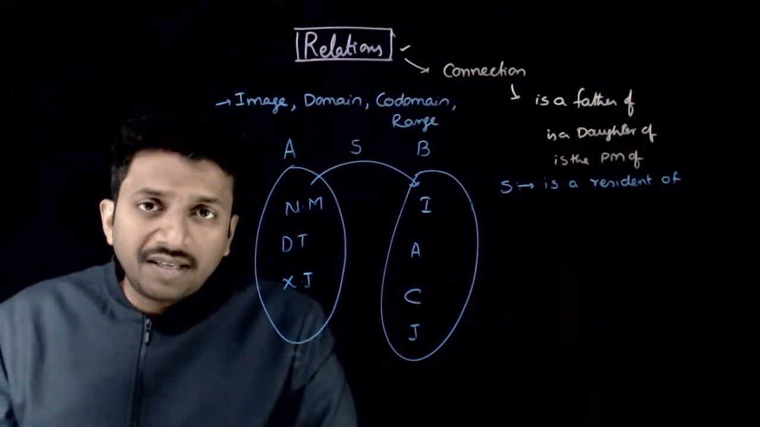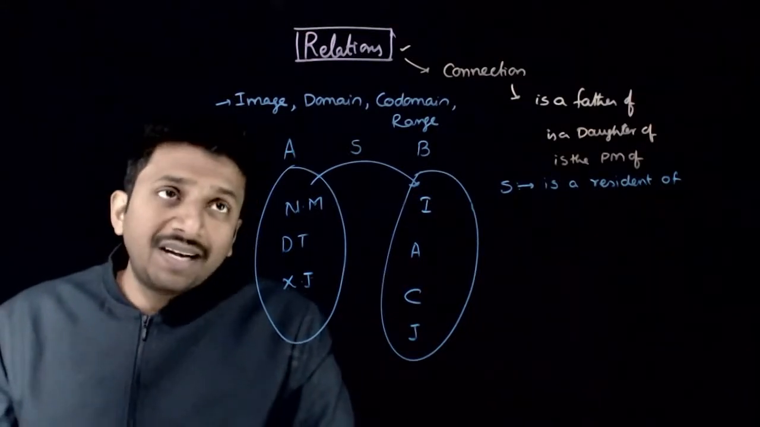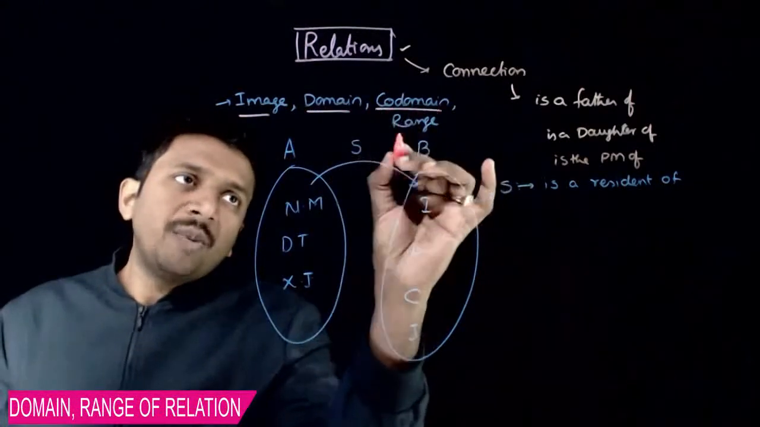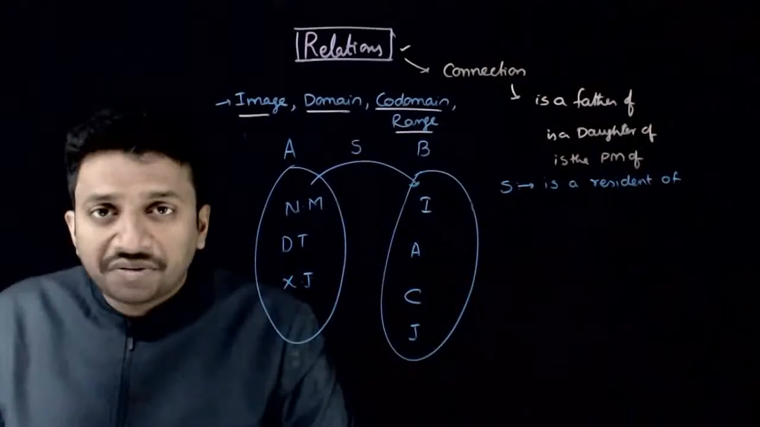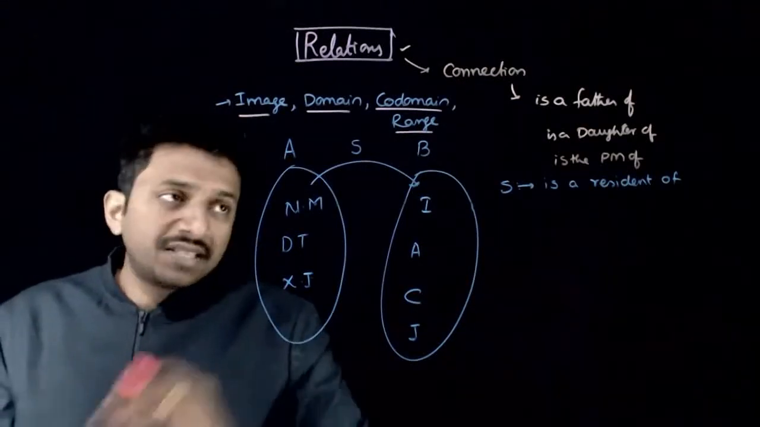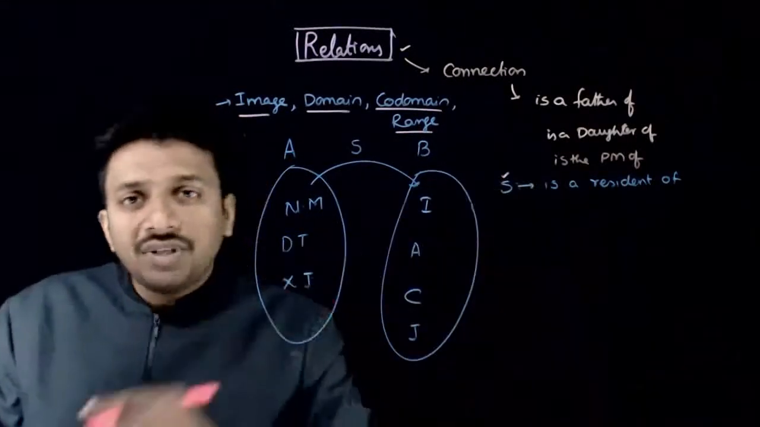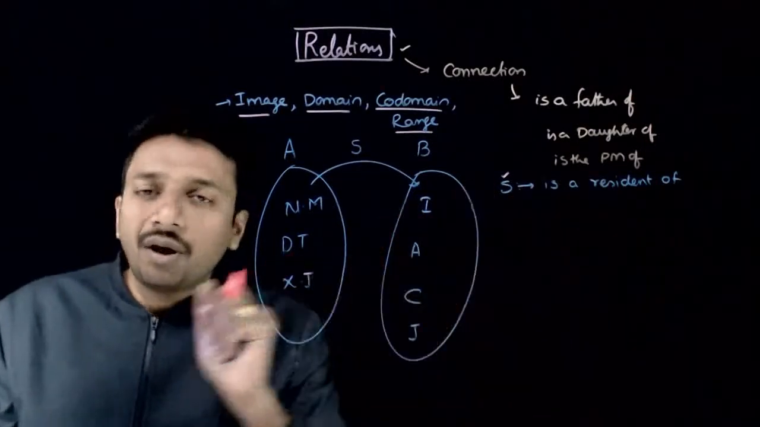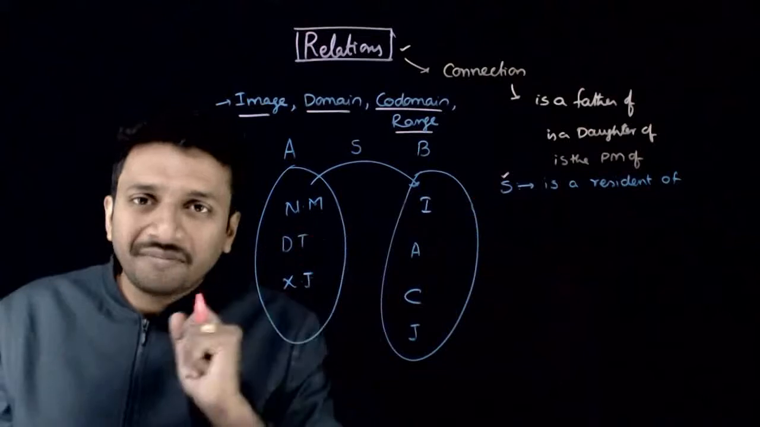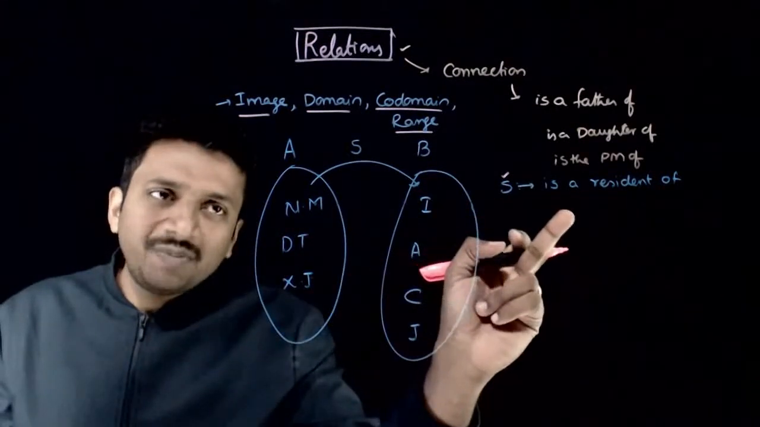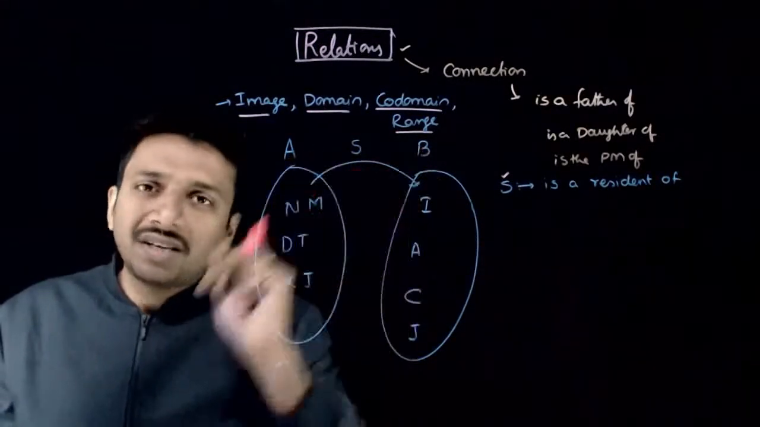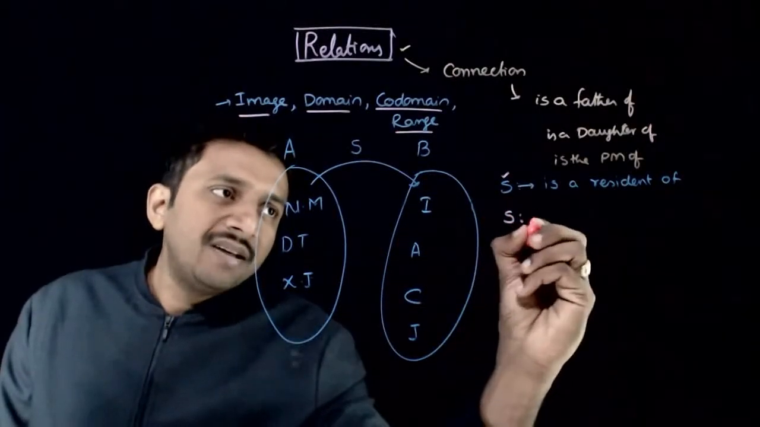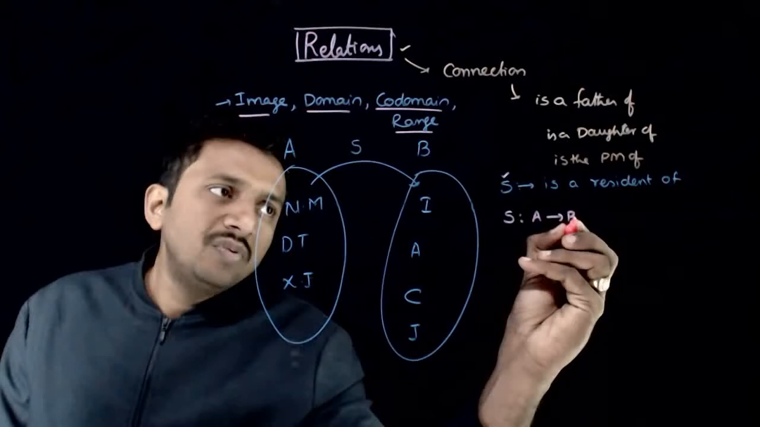So let us take another example and try to understand the words image, domain, codomain, and range of the relation. Now let us take the relation whose name is S. I represent the relation as S: "is a resident of," that is, lives in. And this relation is being defined on two sets A and B, that is, from the set A to set B.